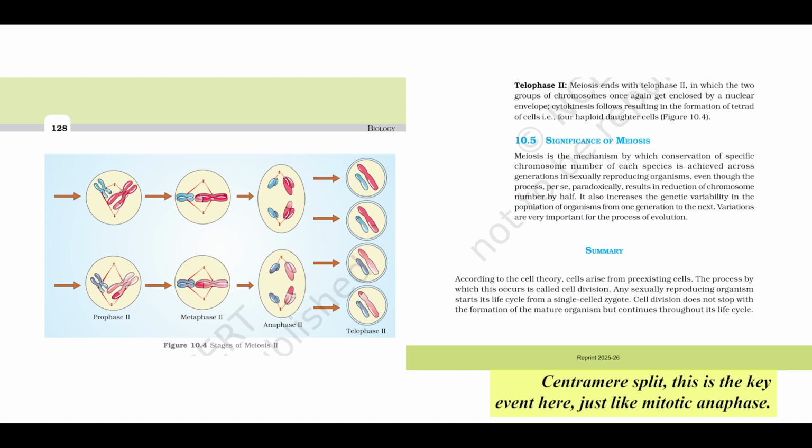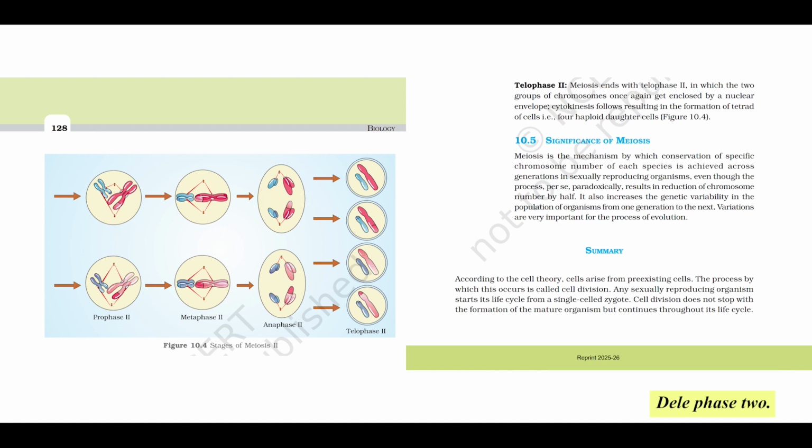Anaphase II. Now the centromeres split. This is the key event here, just like mitotic anaphase. The sister chromatids separate and move to opposite poles. They are now individual daughter chromosomes. Centromere split, sister chromatids separate. Yes, and again, temporarily, the chromosome number doubles within each cell as the chromatids separate. If the cell started meiosis II with N chromosomes, each 2 chromatids, 2C DNA, during anaphase II it momentarily has 2N chromosomes moving apart, still with 2C DNA total in the cell.